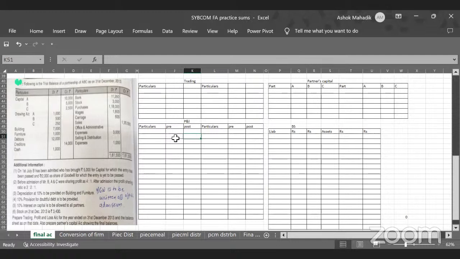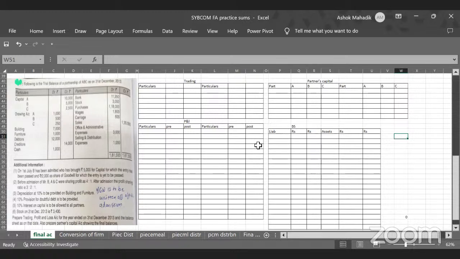Okay, sometimes they may give you details about trading account also, before admission and post-admission. Okay, if it is given, then we will have to make pre-column and post-column even in trading account. Okay, otherwise it is not required. Straight away, whatever gross profit we will get, we will bifurcate into pre and post column. Is this clear, students? Now let us read some and we'll decide how many columns are required. Clear? I'll read the sum, please pay attention.